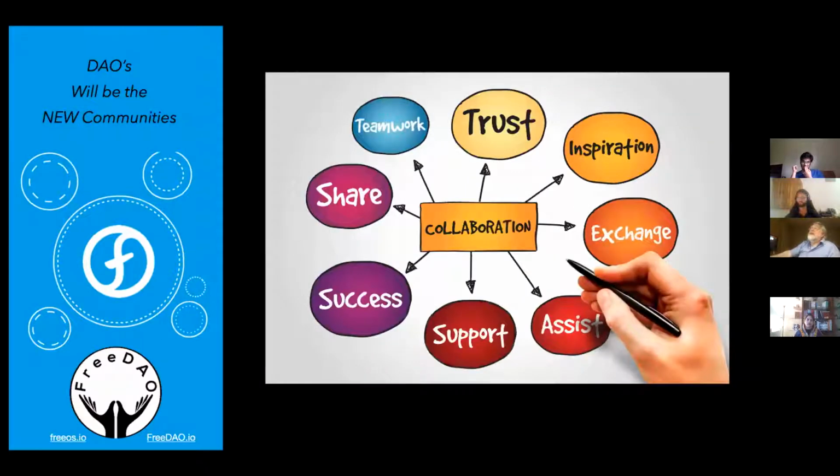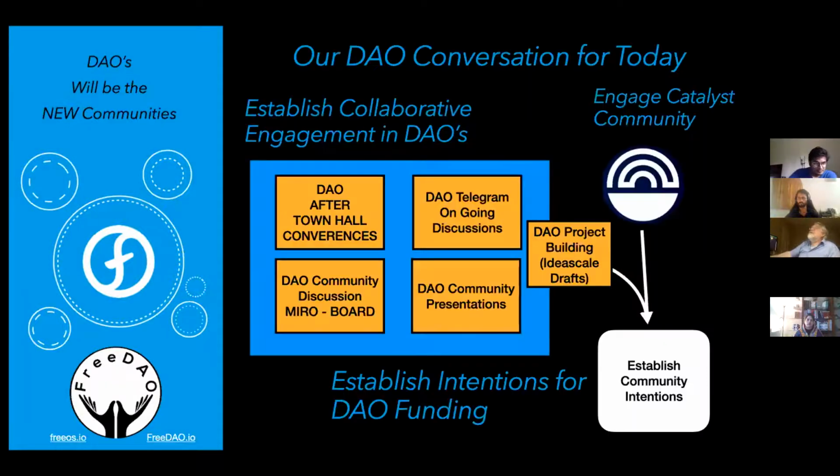So the elements of DAOs, I think, are quite clearly working around collaboration. How do we establish trust and inspiration and exchange and assist? All these are human qualities that we need to encapsulate into what DAOs are all about. So as far as what we're doing here in these breakout sessions, these DAO after town halls, we're going to have a conversation every time we come at these conferences in order to establish conversations. And they'll be split into two parts.